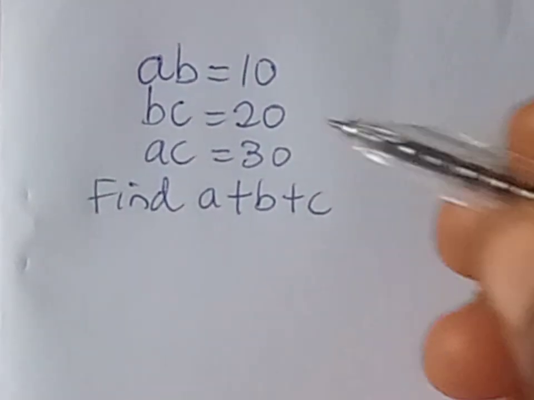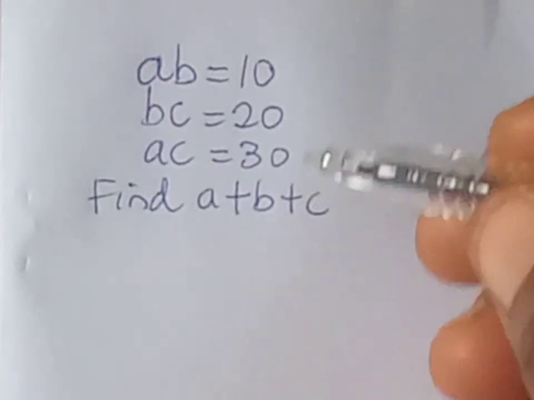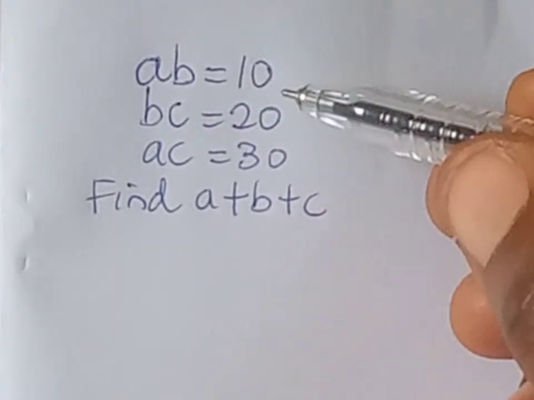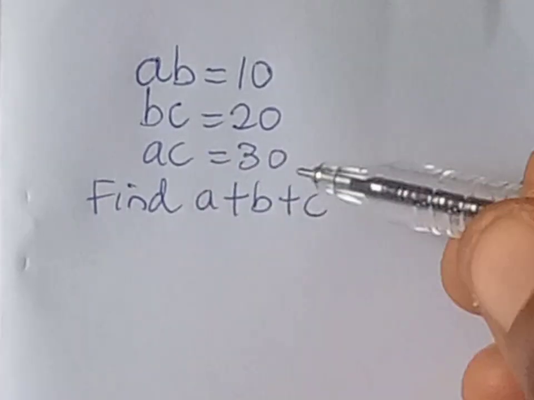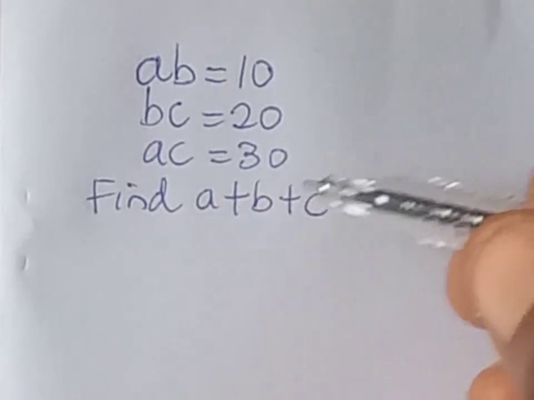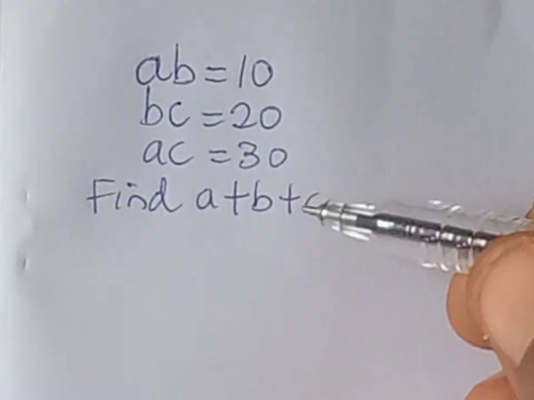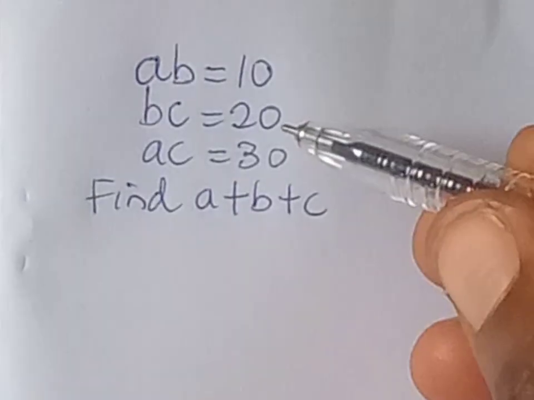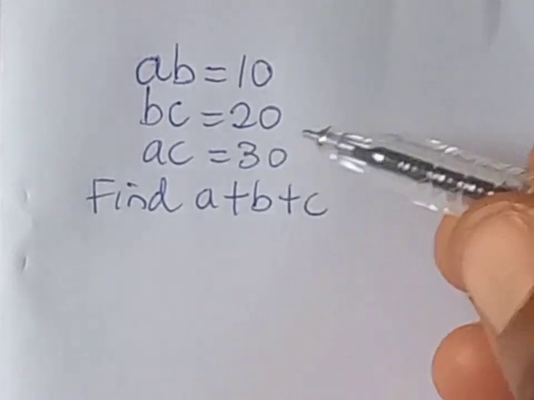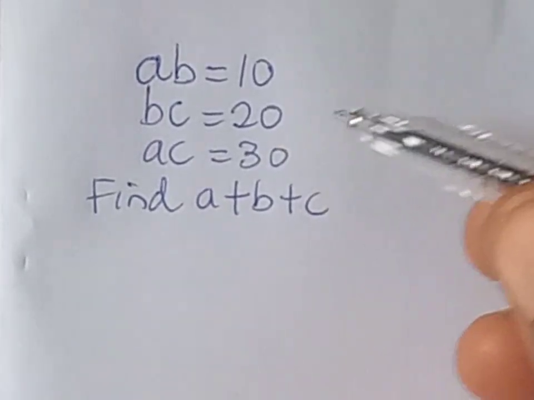Hello everyone, here is today's challenge which says AB equals 10, BC equals 20, AC equals 30, then find the exact value of A plus B plus C. Many people try to multiply and divide randomly, ending with the wrong answer.